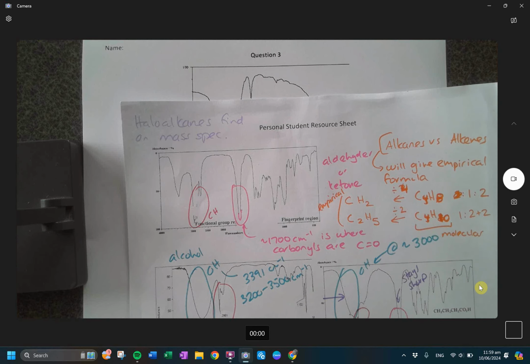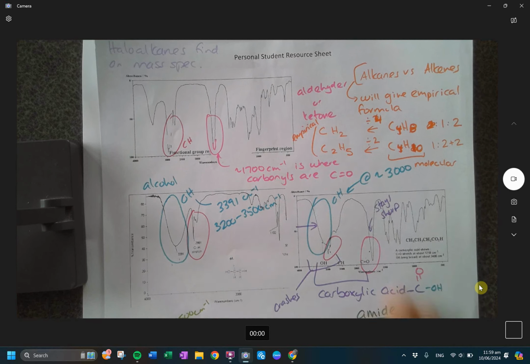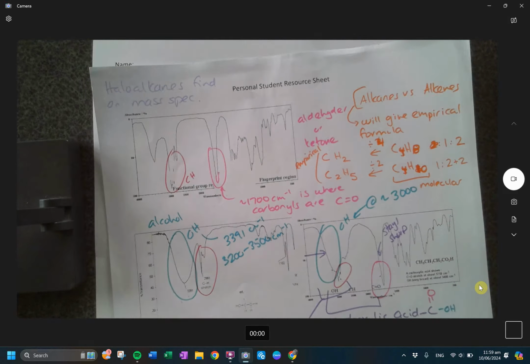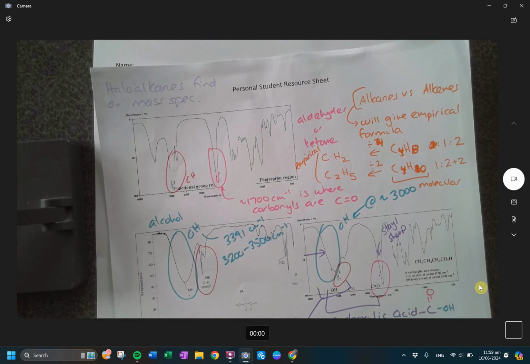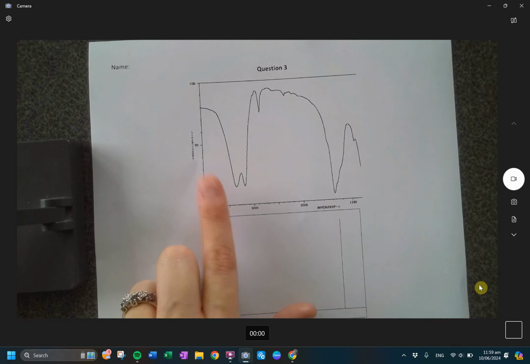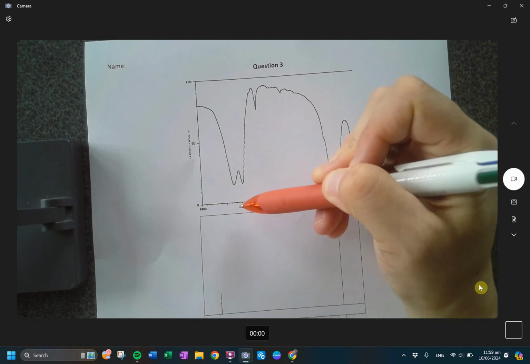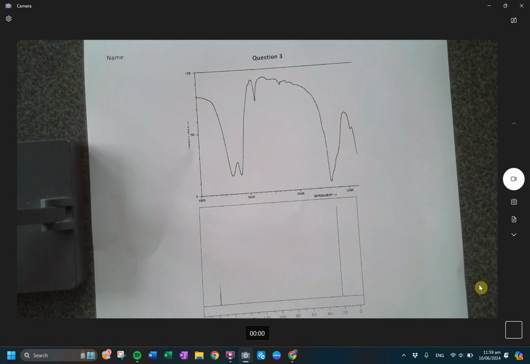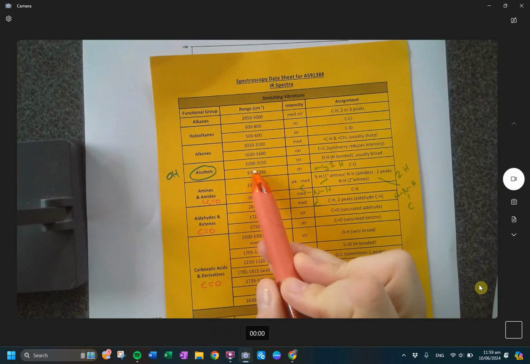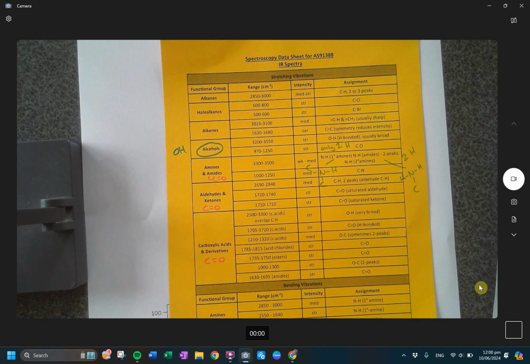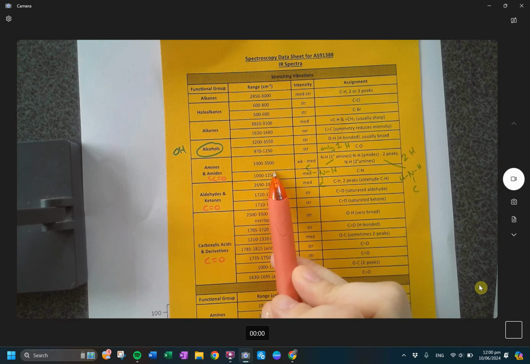So I would use this sheet here to help you kind of identify what this guy is over here. So you're basically trying to match them like you are in primary school, taking cards and trying to match them together. So I'm trying to figure out which one this one looks like. I notice that it has this peak that's just above 3,000. And I know when I look at this reference sheet that alcohols have that, and also amines, amides, where the NH is, also have that as well.